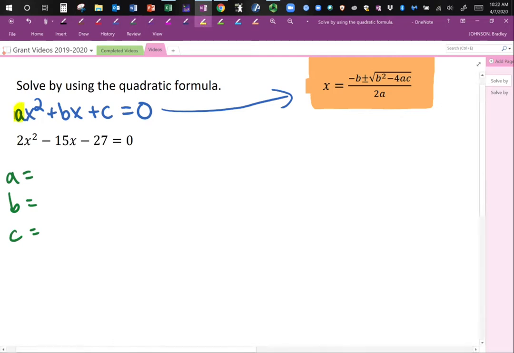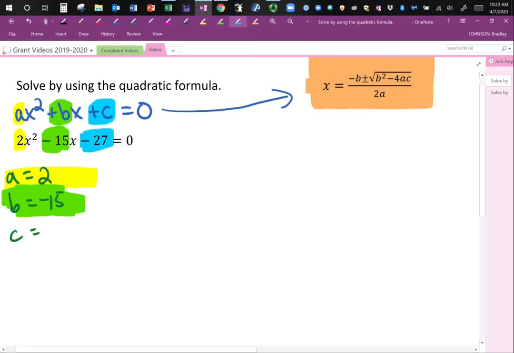Well, a is the leading coefficient on our x squared value. So a is going to be 2. B is going to be the leading coefficient on the x. As you can see here, it is negative 15. And then our c is just the last constant, which is negative 27. Now I'm going to use my a, b, and c and plug it into my quadratic formula.